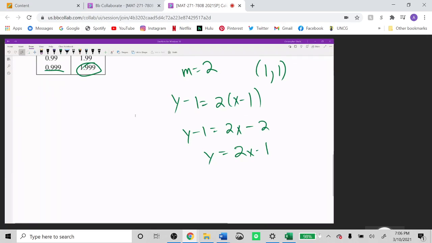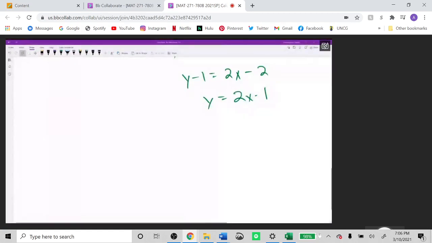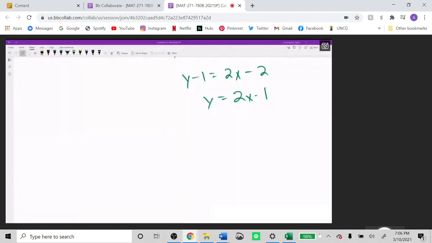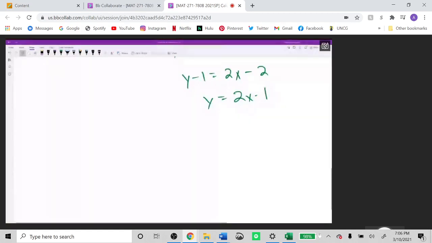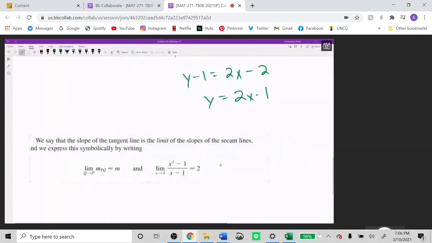So we say here that the slope of the tangent line is the limit of the slopes of these secant lines. And we use a certain notation to express that. I'm going to copy and paste what they have right here, just because they have a nice little paragraph on it. It's not really a paragraph, it's a sentence.